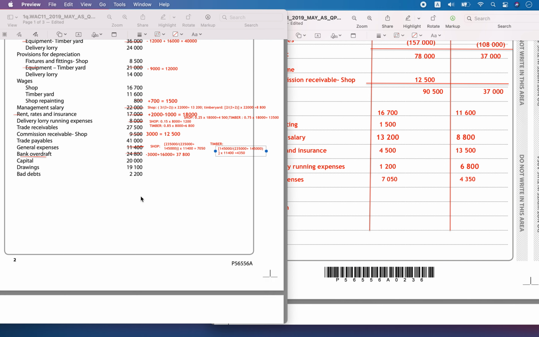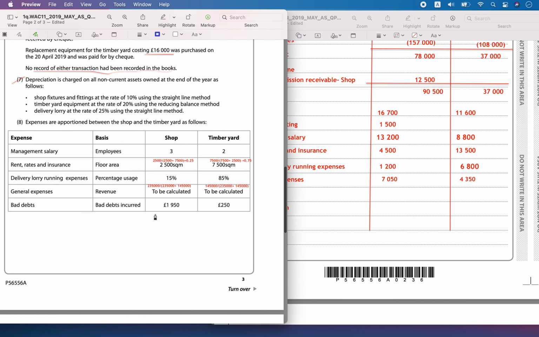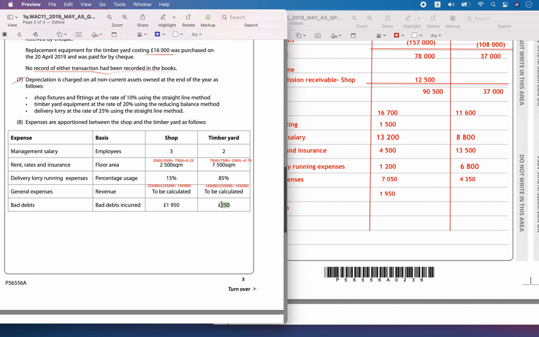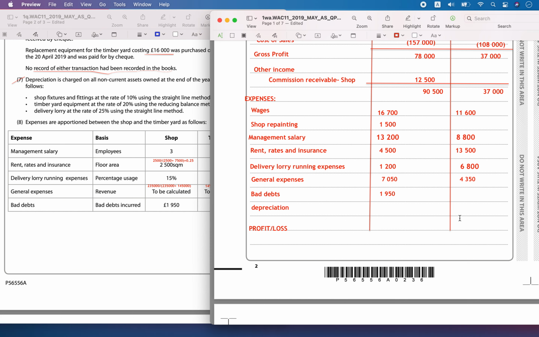Then you had the bad debts. Bad debts were around 2,200, but they have already given how much will go into each. So 1,950 will go into the shop and around 250 is the expense, direct expense for the timber yard.